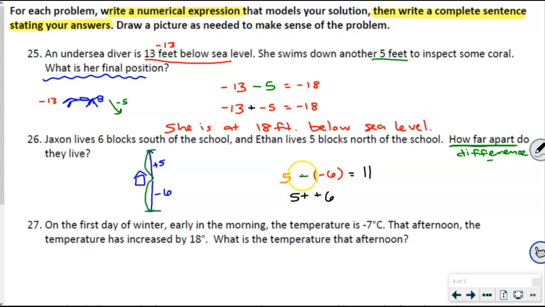But now I'm taking into consideration, I'm asking how far apart, and I'm showing that that south direction was a negative number. And the complete sentence: they live 11 blocks apart. Number sentence, complete sentence stating the answer.